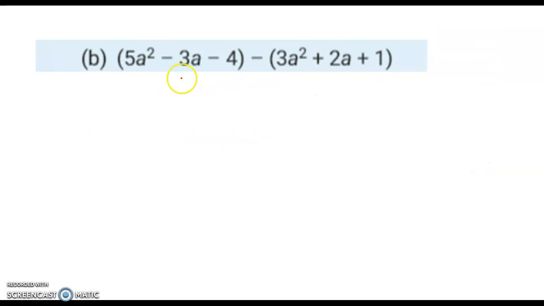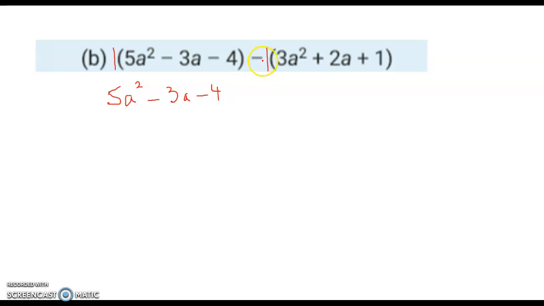On to part B. Again, same thing here, you've got a 1. And then this time it's a 1, but this is going to be minus 1. We'll deal with that in a second. Let's get the easy one done. 5a squared here, and 1 multiplied by minus 3a is minus 3a. Same thing given back to you. And 1 by minus 4 is minus 4. Easy when you're multiplying by 1.